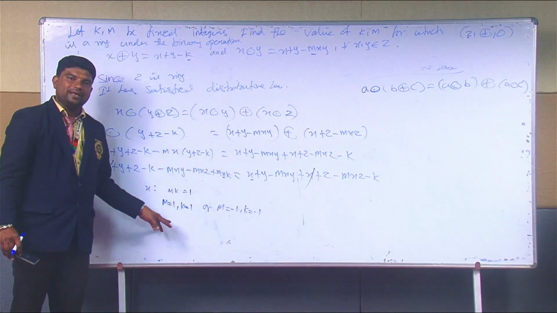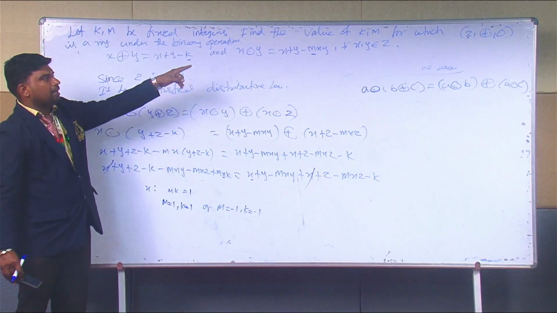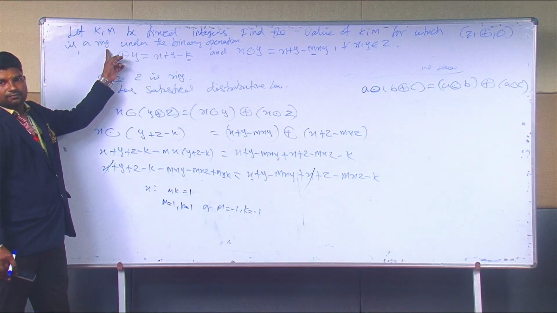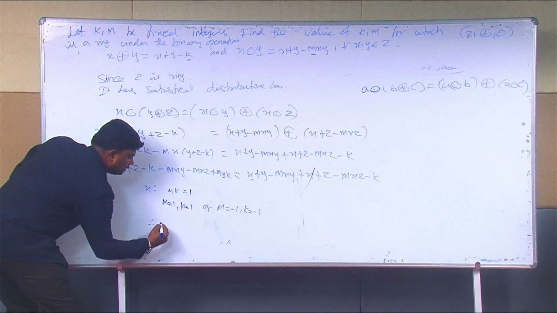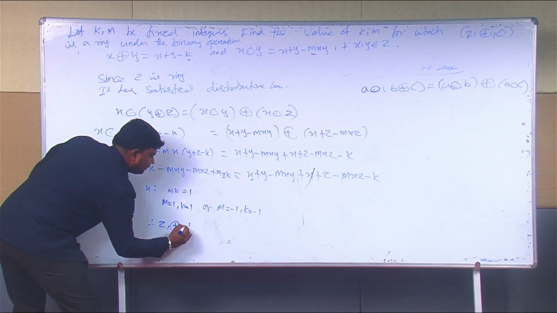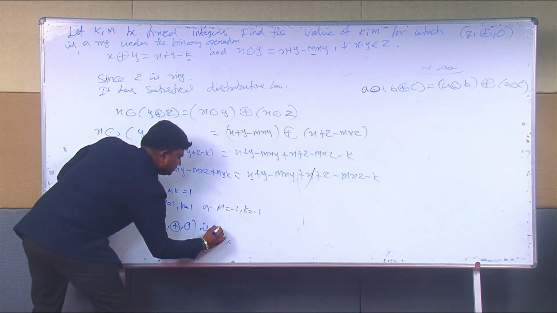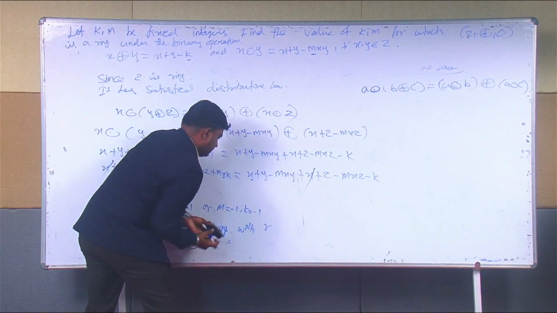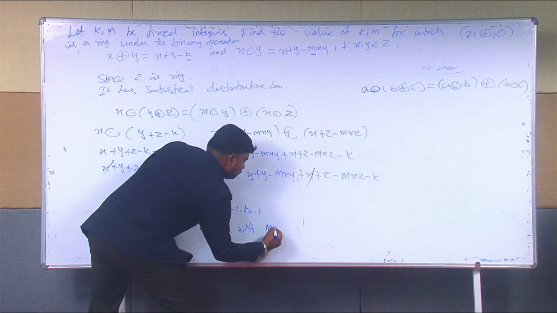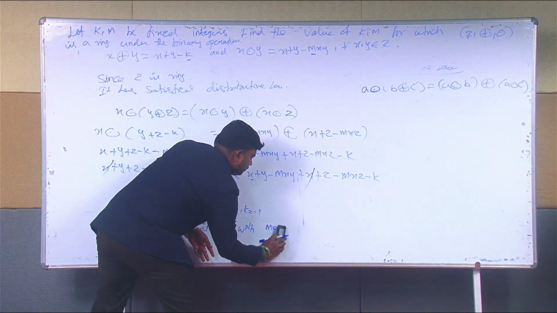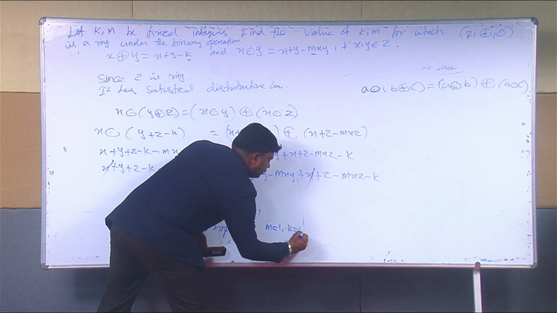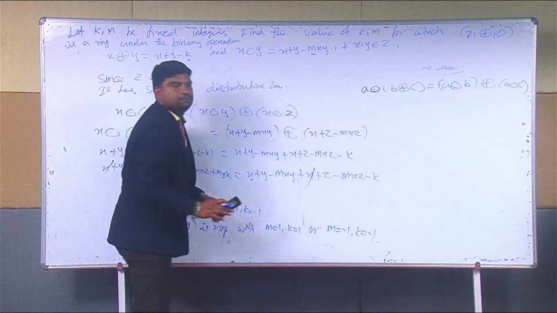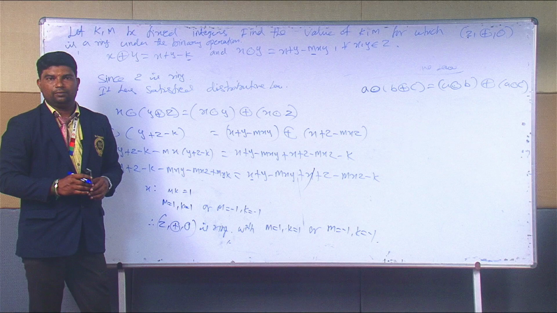So based on these two cases, we can say Z comma addition modulo comma multiplication modulo is a ring. Finally we conclude that Z comma addition modulo comma multiplication modulo is a ring with m equal to 1 and k equal to 1, or m equal to minus 1 and k equal to minus 1. So this is the required value. Okay, thank you.